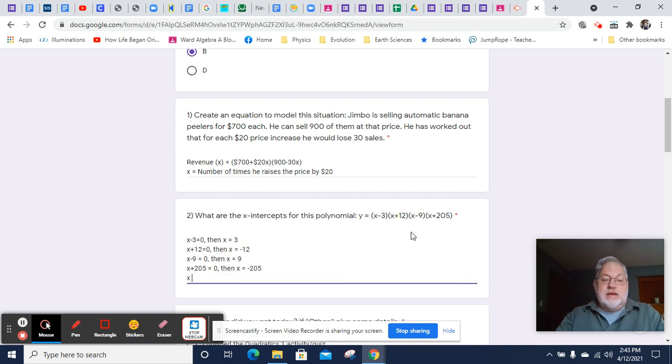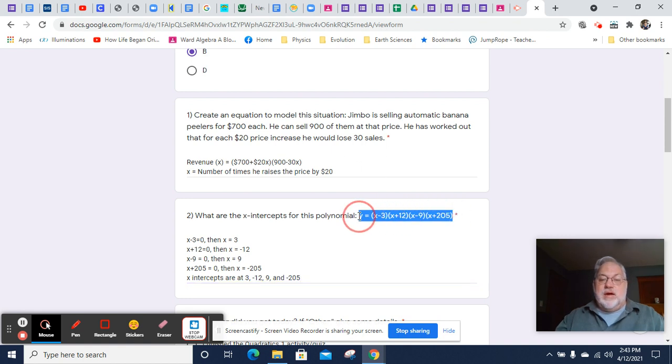So x-intercepts are at 3, negative 12, 9, and negative 205. And we could graph it, and you will see that they are all at those places. So I'm actually going to do that in just a second. So let me grab this one, and then I'll grab the other one.